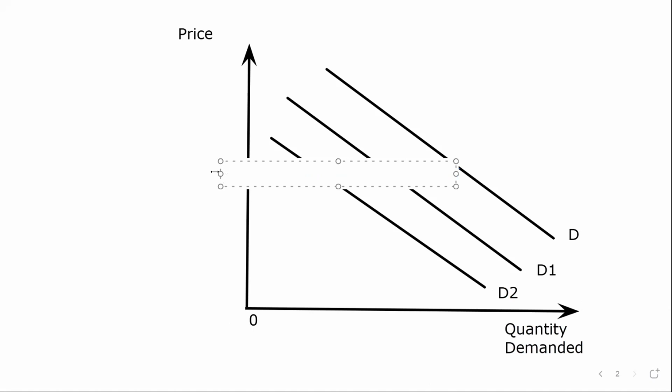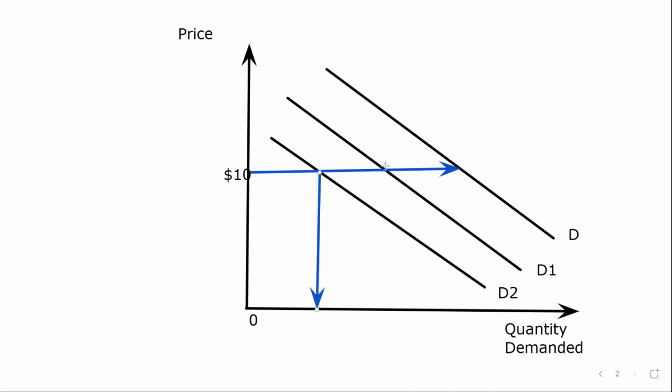For example, we took a constant price here. The price is $10. At $10 price, from the D1 curve the quantity demand is different. From D2, again the quantity demand will be different. And for D the quantity is also different. So suppose at a constant price of $10, for the D demand curve, we find out the quantity demand is very high, which is 70 units. For D1, it's 40, and for D2, it's 20.